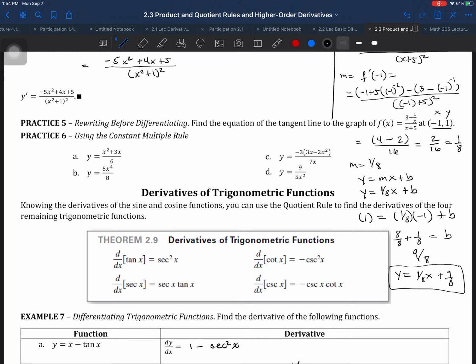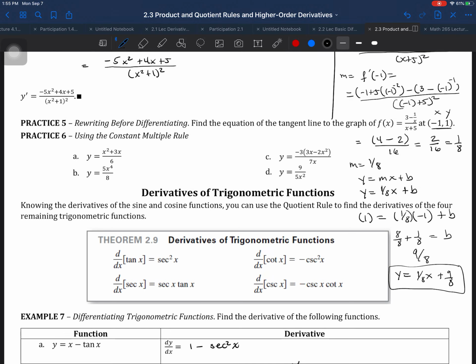But what I was trying to focus on here was the quotient rule. We've done this problem a few times, but want to make sure that we still know how to find the equation of the tangent line. But mainly in this example, we were focusing on using the quotient rule to find the derivative.